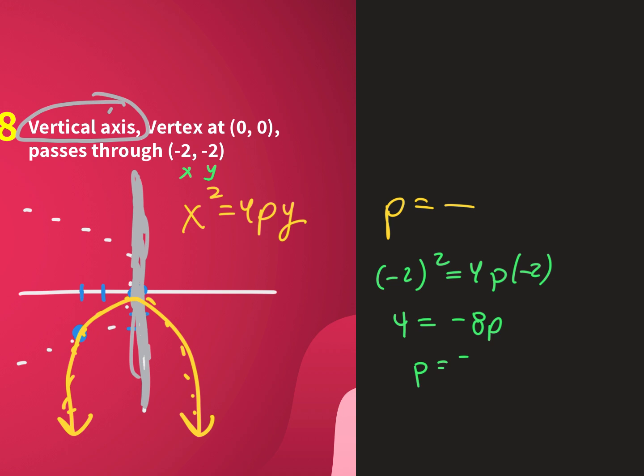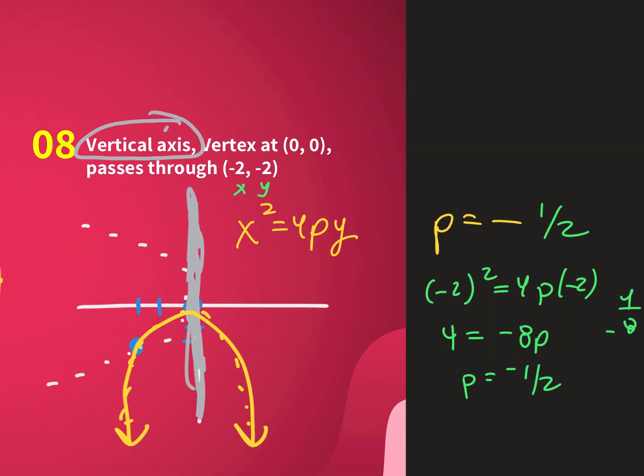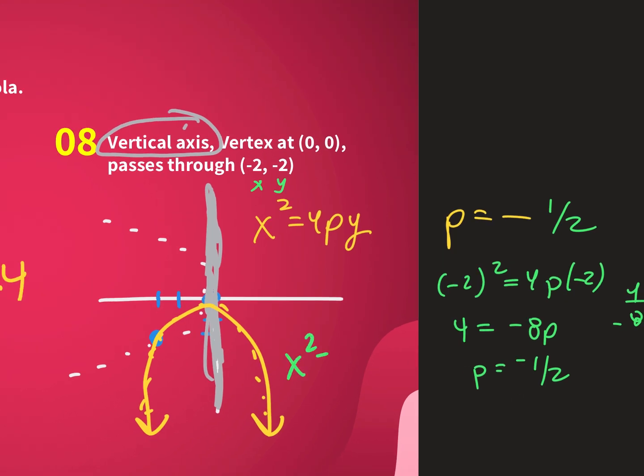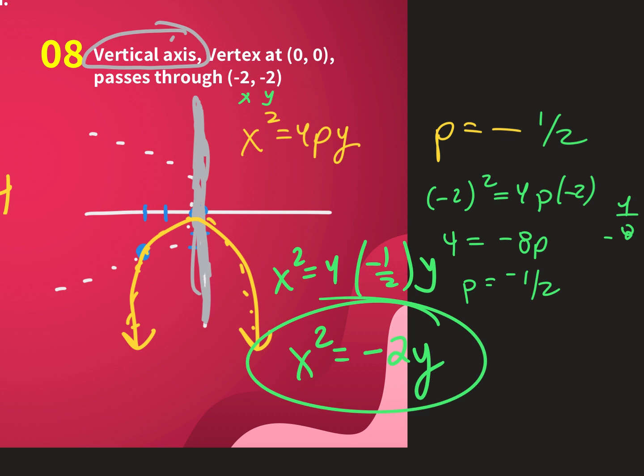Negative what? Negative 1/2. We're going to say 4 divided by negative 8. So this is my negative 1/2, and then we're going to plug it into the formula. So x squared equals 4 times negative 1/2 times y. So x squared equals, what's 4 times negative 1/2? Negative 2y. Good. Two more.